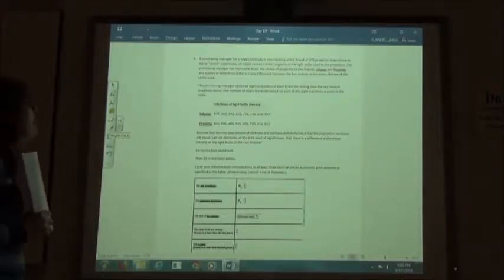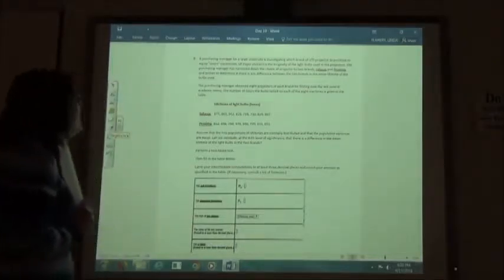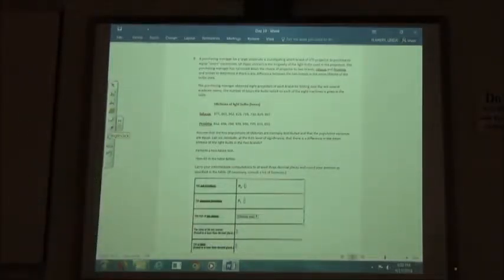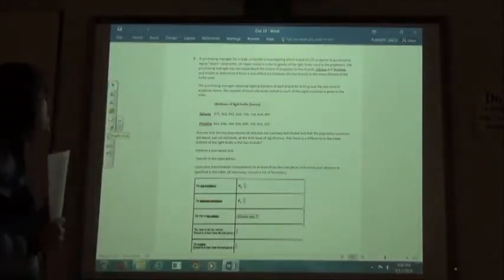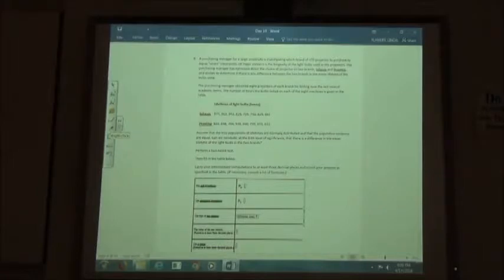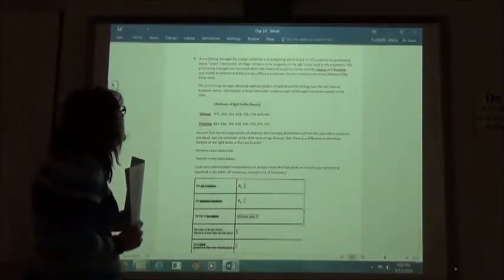It says a purchasing manager for a large university is investigating which brand of LCD projectors to purchase to equip a smart classroom. Of major concern is the longevity of the light bulbs used in the projectors. The purchasing managers have narrowed down the choices of projector to 2 brands, In Focus or Proxima, and wishes to determine if there is any difference between the 2 brands and the mean lifetimes of the bulbs.